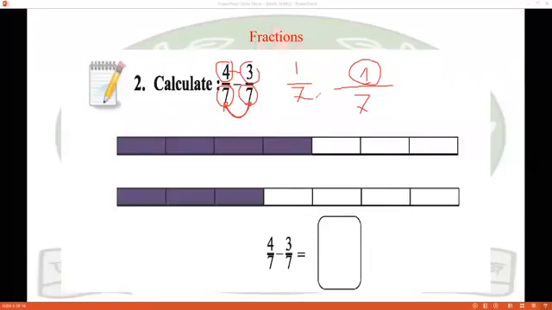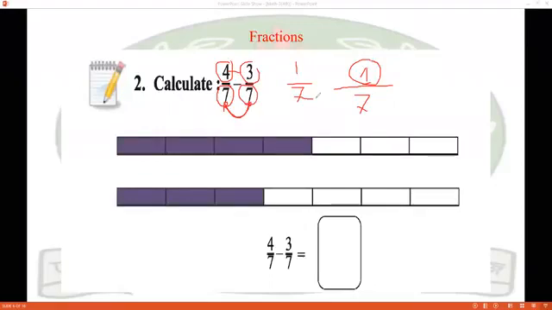You have to remember it to solve it simply. I am saying again, when the two denominators are the same, the result's denominator will be the same. And the numerator of the result will be the simple subtraction of the numerators of the two fractions. Here the numerator of one fraction is 4 and of the other is 3. Subtracting 3 from 4 we get 1, so the numerator of the result will be 1.